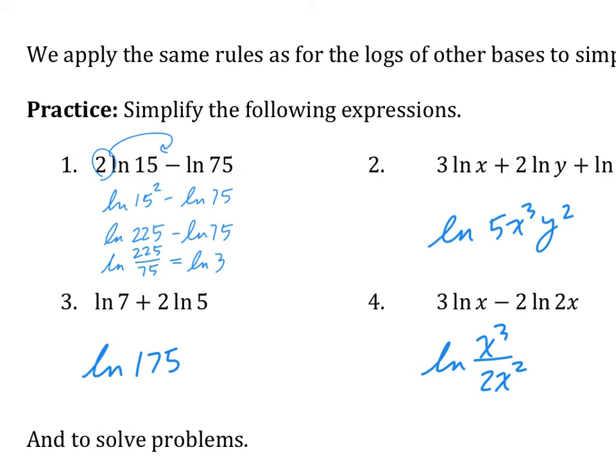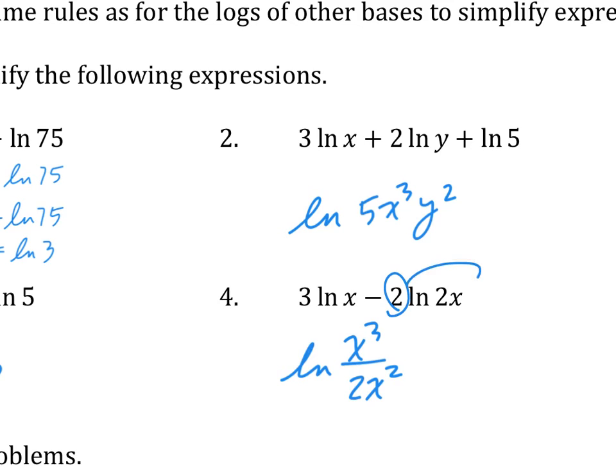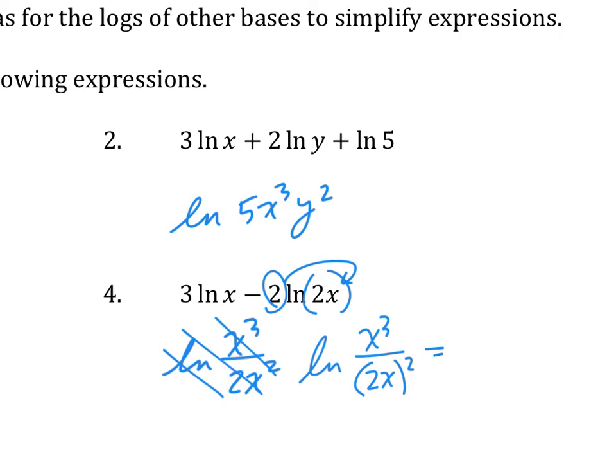Not correct. So this 2, when it becomes an exponent, you don't get to choose which one. It's going to be for everything. So that whole thing, everything inside the log gets that exponent. So please be careful. So this is not correct. It's going to be natural log x cubed over 2x, the whole thing squared. Okay? And then so that's going to be natural log x over 2. Oh, wait, where did I put 2? Over 4.